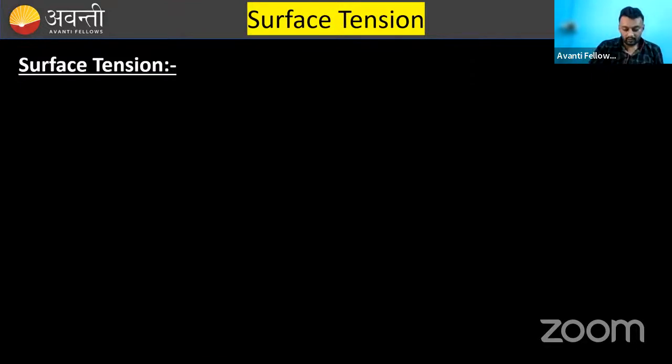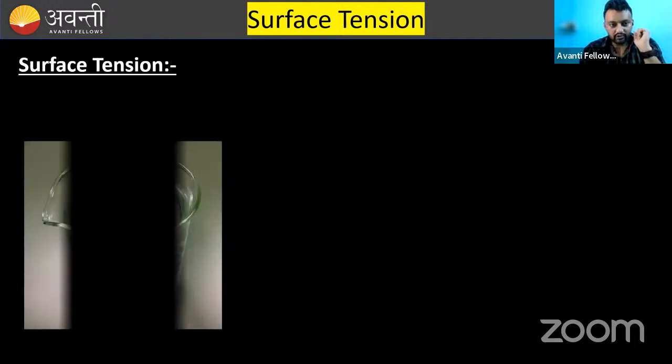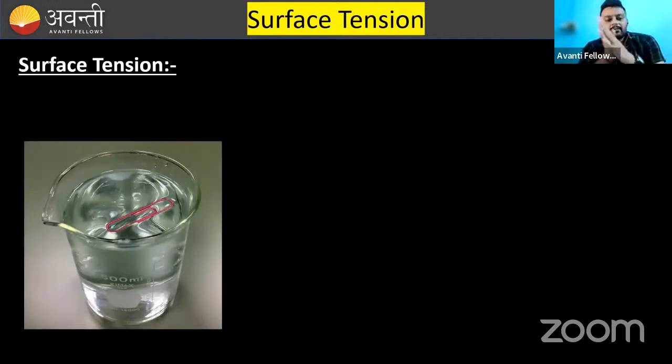Surface tension. This is again a very important concept; questions are asked from this. What is it? First of all, look at this image. A paper clip, I think it's a paper clip. The paper clip is placed at the surface of the water. If it is placed at the surface of the water, it means the surface of the water is behaving like it is exerting some force.